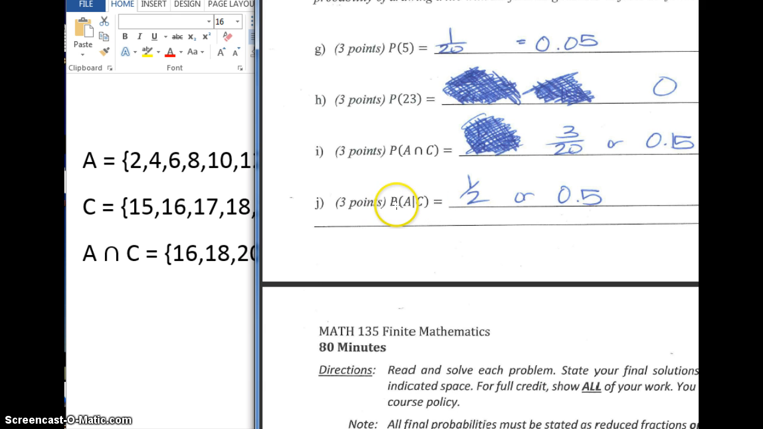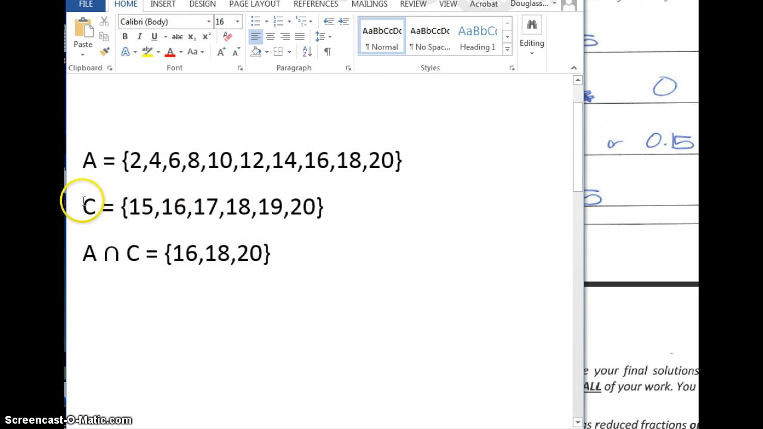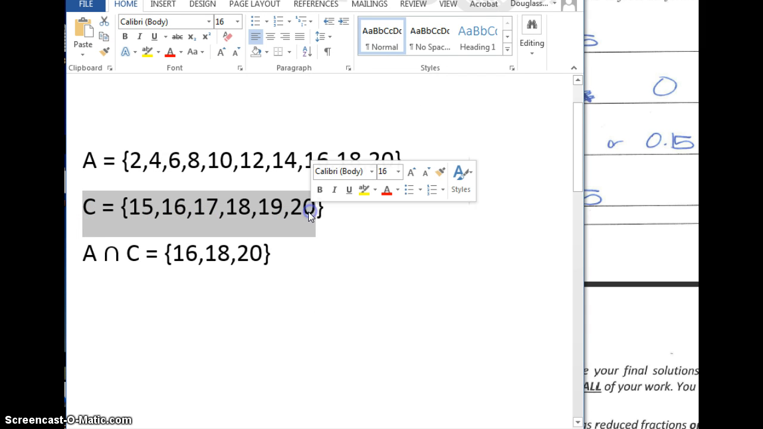For J, it's the probability of A given C, which when you have this given sign, it means this is all we're looking at now. So instead of having 20 tiles in the bag, we only have C in the bag. So what does that mean is in the bag? This is all that is in our bag now, these 6 tiles.